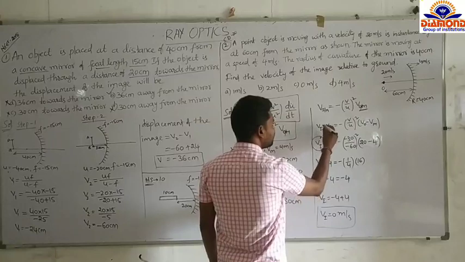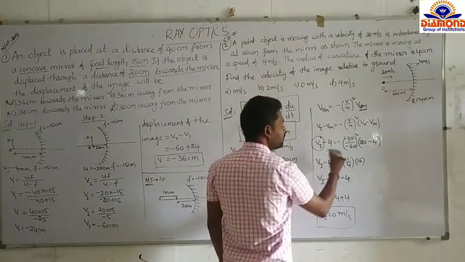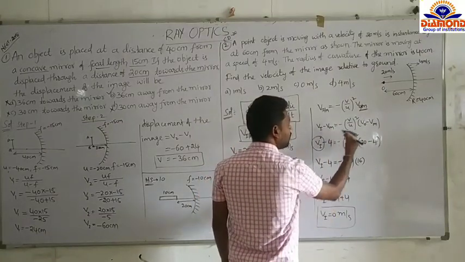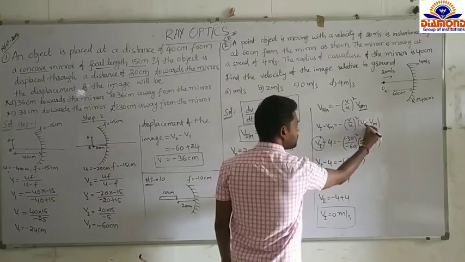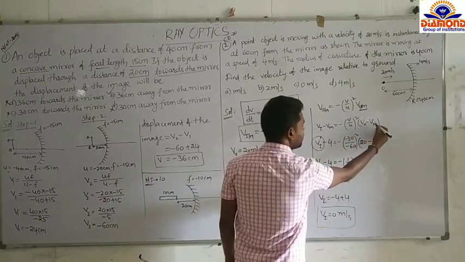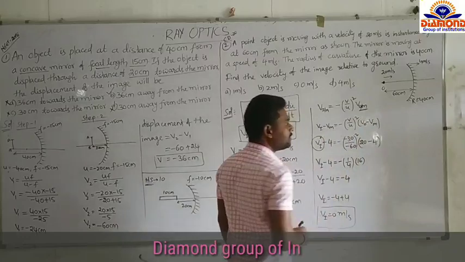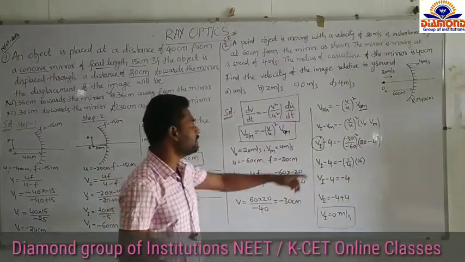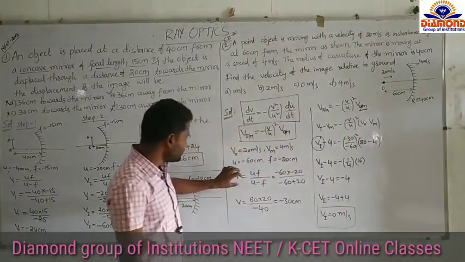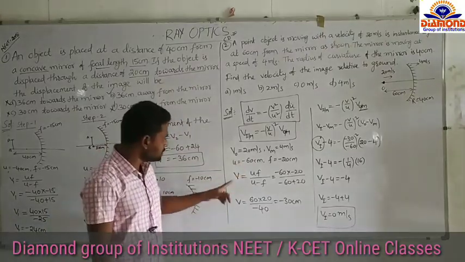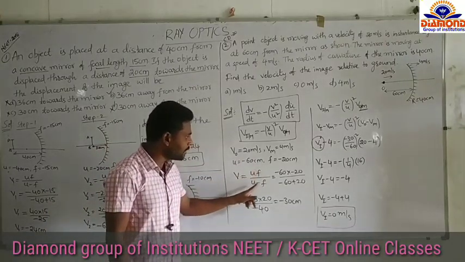To find the velocity of the image: vm, velocity of the mirror, we know; v value we don't know; u value we know; velocity of the object we know. So we have to find the v value. How to find v? v is nothing but the image distance. The image distance formula we already know: v equals u into f by u minus f.